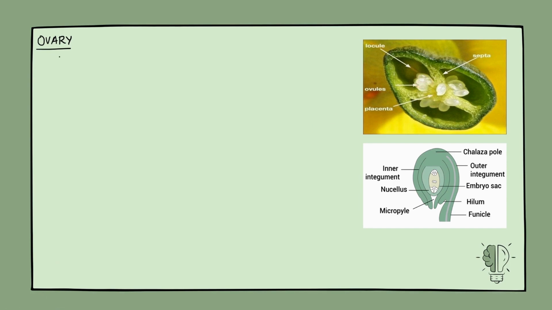Alright. So within the ovary, there are ovarian cavities or locules. Inside the ovarian cavity, you will find placenta, and from the placenta arises ovules or megasporangia.